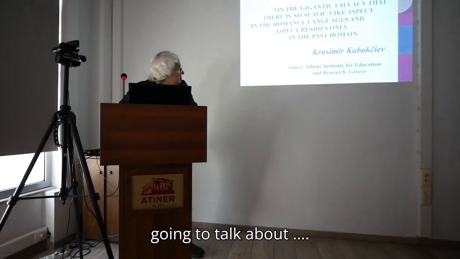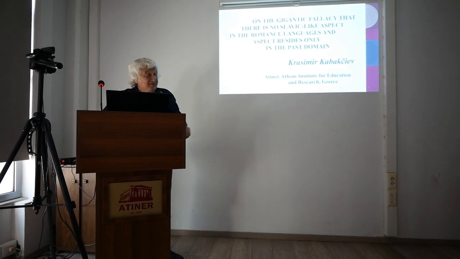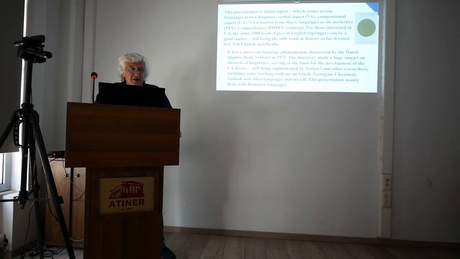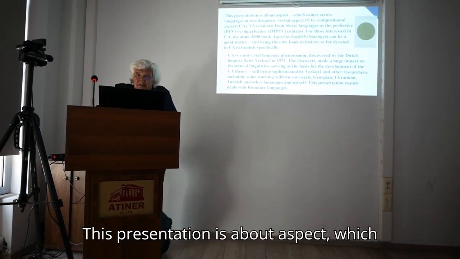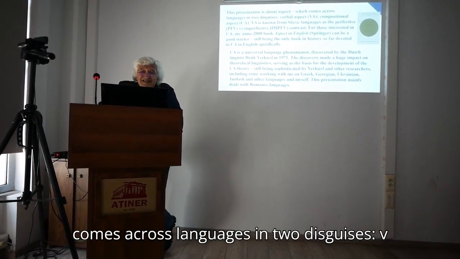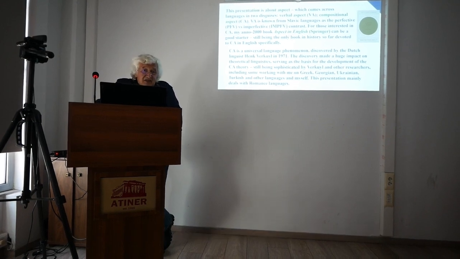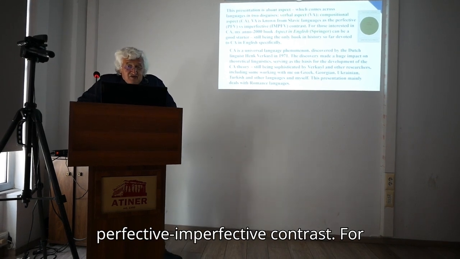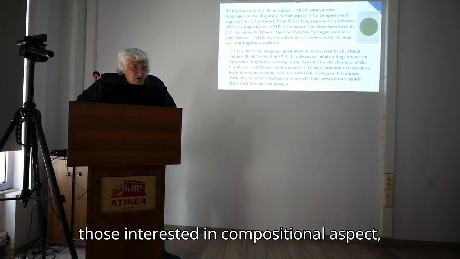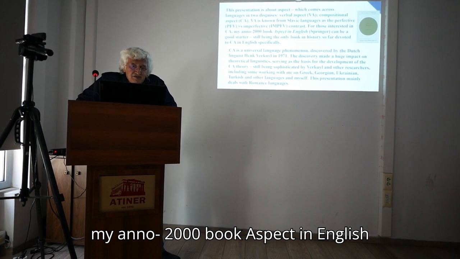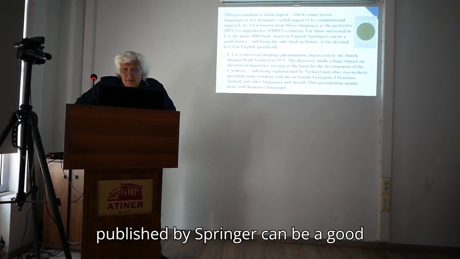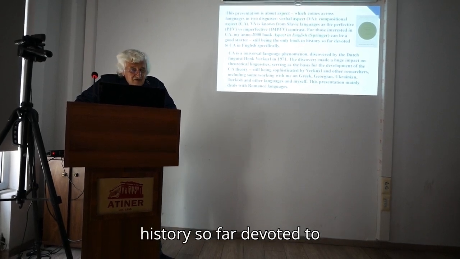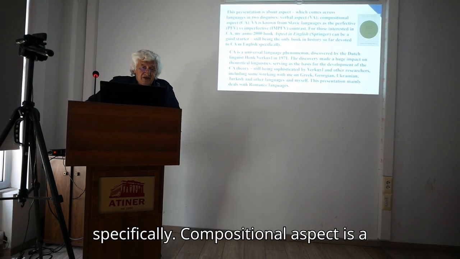Okay, I'm going to talk about this. This presentation is about aspect, which comes across languages in 2 disguises, verbal aspect and compositional aspect. Verbal aspect is known from Slavic languages as the perfective-imperfective contrast. For those interested in compositional aspect, my anno 2000 book, Aspect in English, published by Springer, can be a good start, still being the only book in history so far devoted to compositional aspect in English specifically.